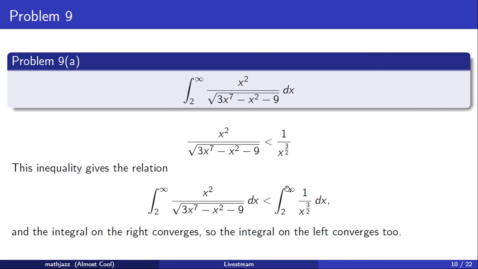If we have an integral that goes from a constant to infinity of 1 over x to a power, and that power is bigger than 1, then this integral converges. If the power is smaller than 1 in this denominator, then we know it diverges. And if it's exactly 1, it's going to diverge as well.